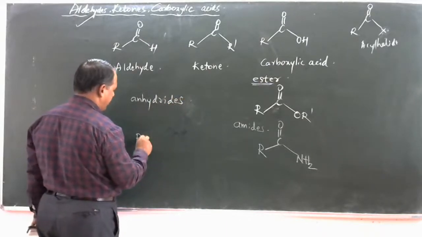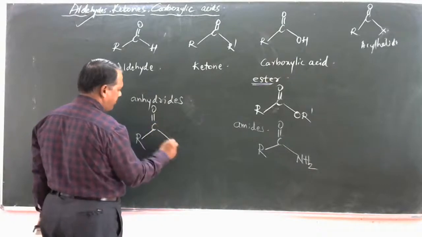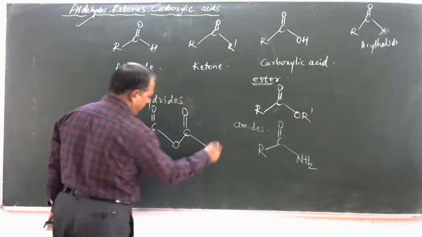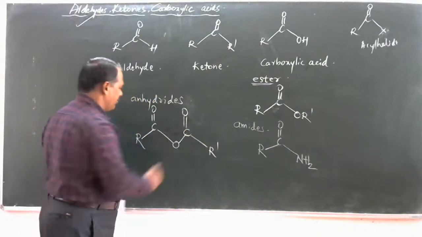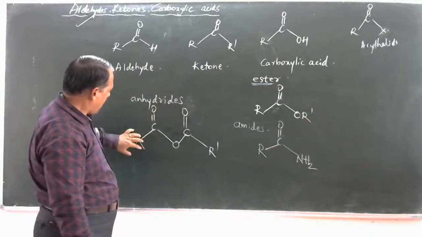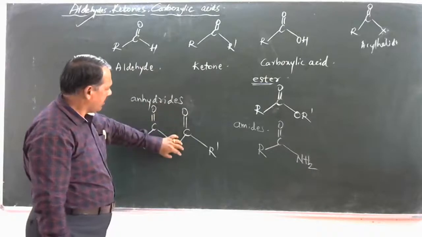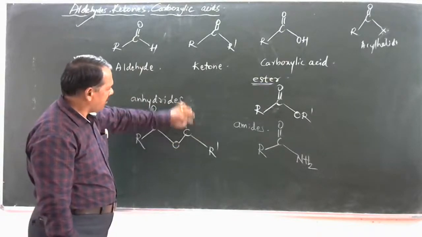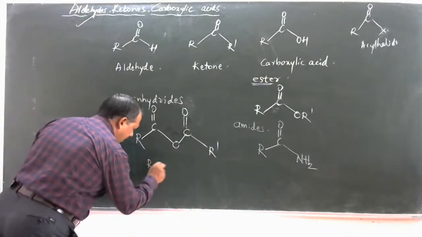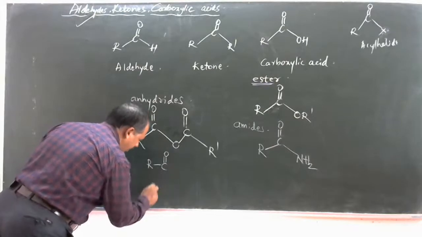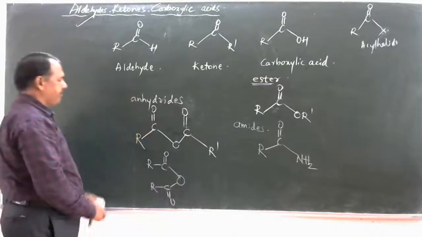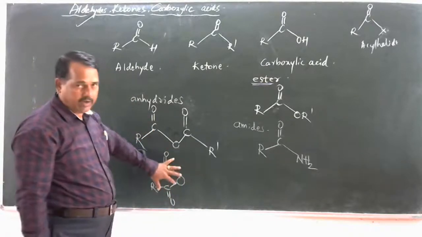See, anhydrides contain a carbonyl group, which is bridged with an oxygen atom, again a carbonyl group, and R dash. So this is called anhydrides. Are you clear? These are called anhydrides. R, C double bond O, then bridged with an oxygen atom, and C double bond O, R dash. So we can also write like this: R, C double bond O, and again R, C double bond O, bridged with an oxygen atom, and it is called anhydrides.